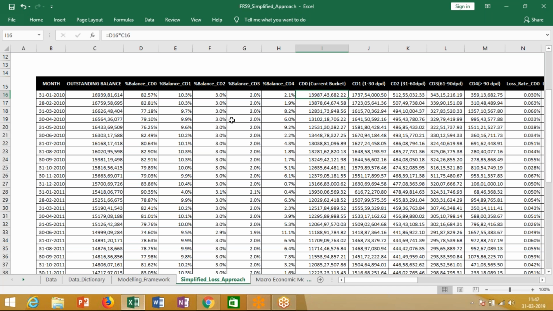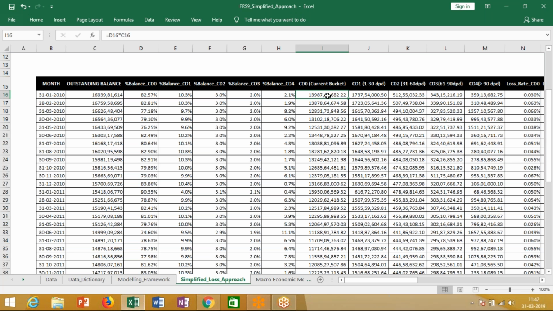Now if you want, you can hide these rows and you will get to see these buckets after this total balance. Over here, CD0 is the current bucket, which means that the balances which are current have not entered into the stages of delinquency. CD1 is between 1 to 30 days past due.